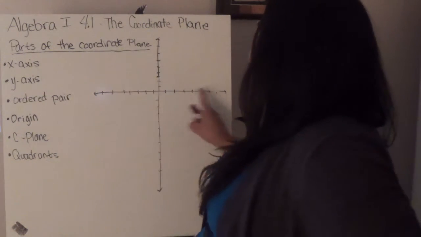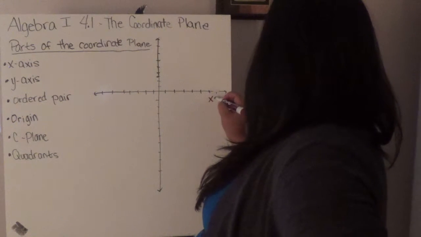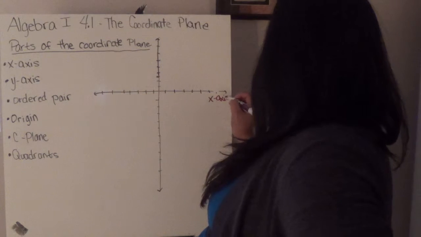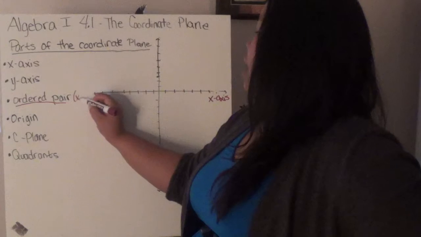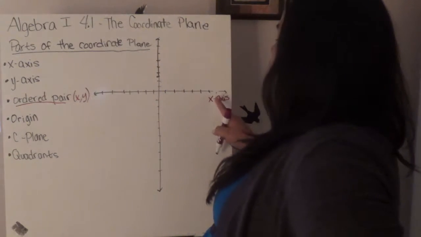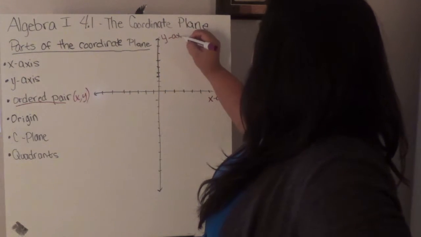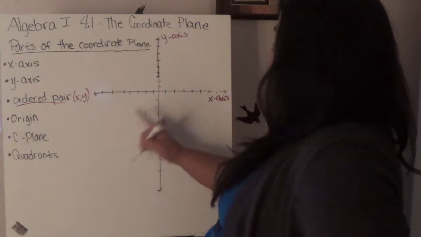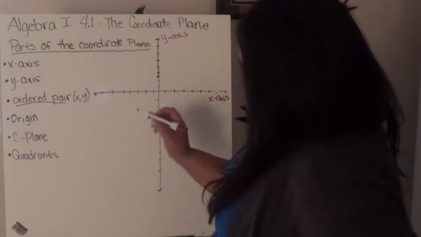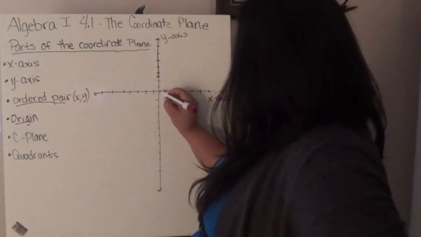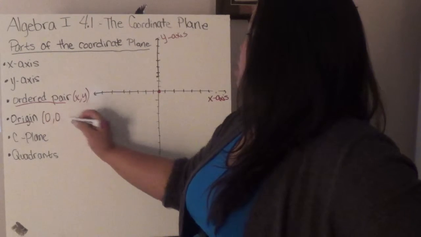So the left and right is our x-axis. In a coordinate plane, in an ordered pair, you have an x and a y. So you need a value for x, and then you need a value for the y-axis. Up and down is y, left to right is x, and x comes first in the coordinate plane. This one right here is the origin. It's 0, 0.